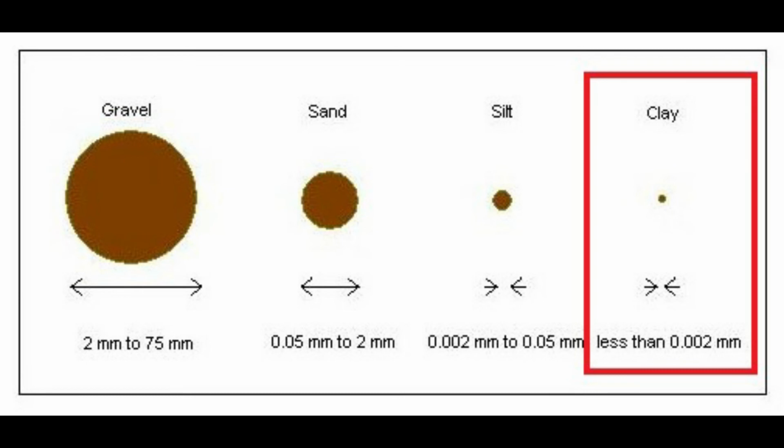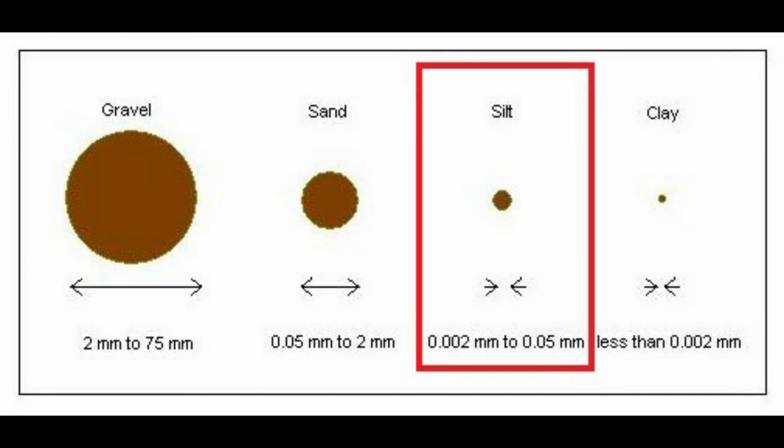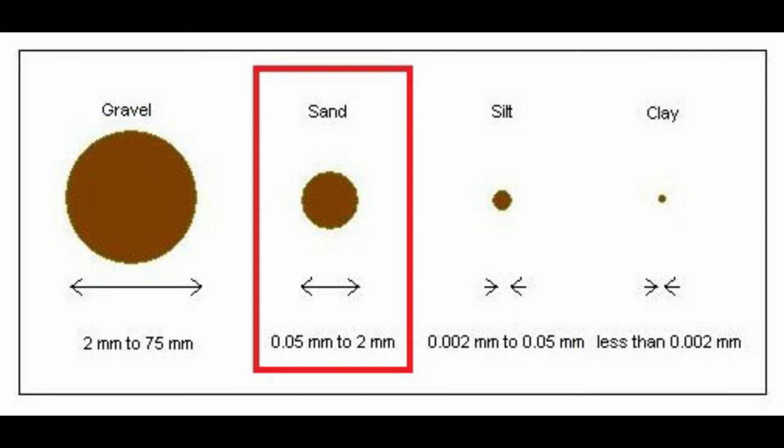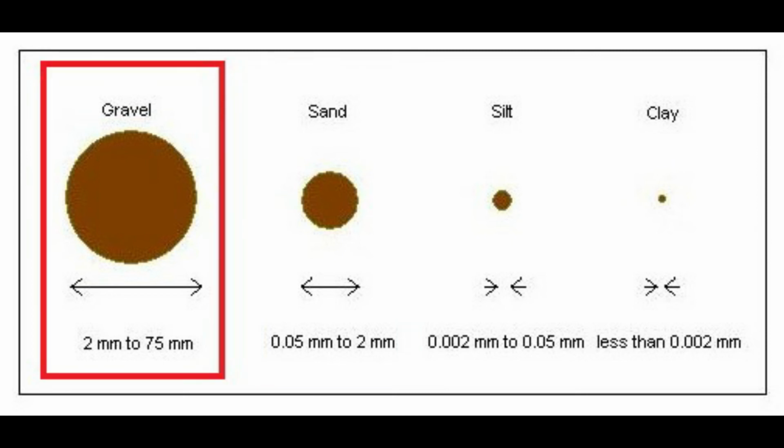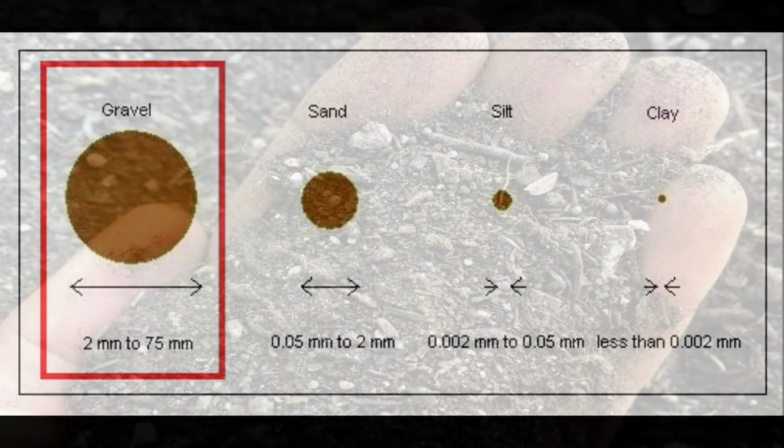It is from 0.002 millimeters and smaller. The middle of these three is silt, which is from 0.002 to 0.05 millimeters. The largest of these three is sand, which is from 0.05 to 2.0 millimeters. Anything over 2.0 millimeters is called gravel or stone.